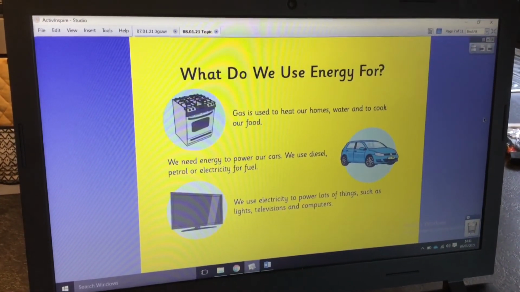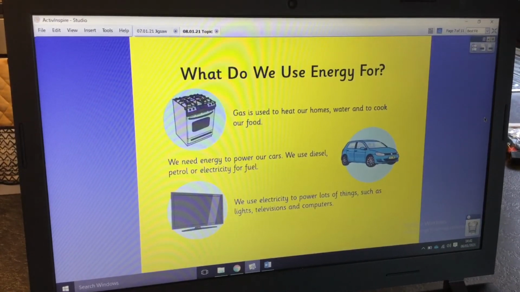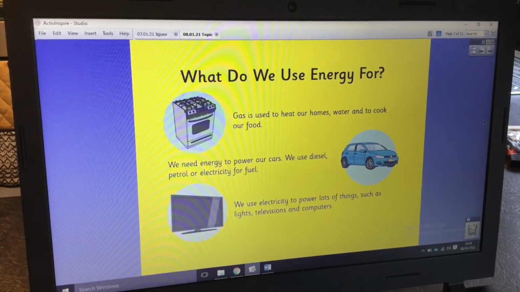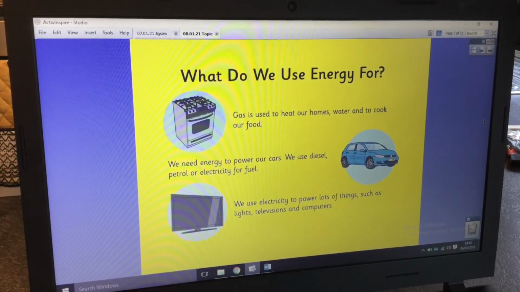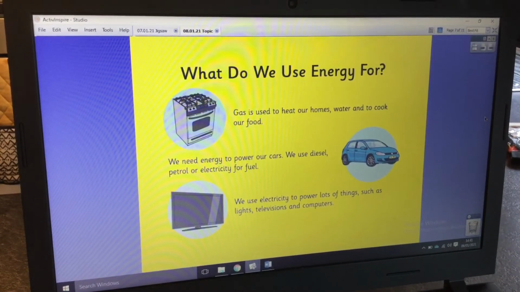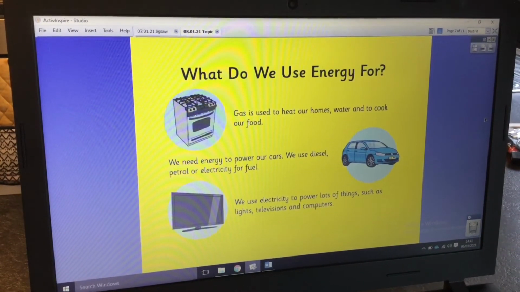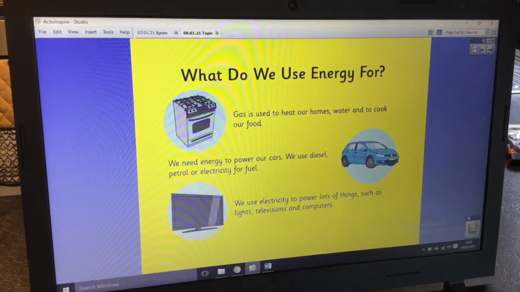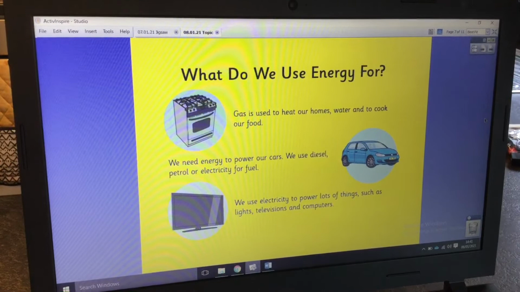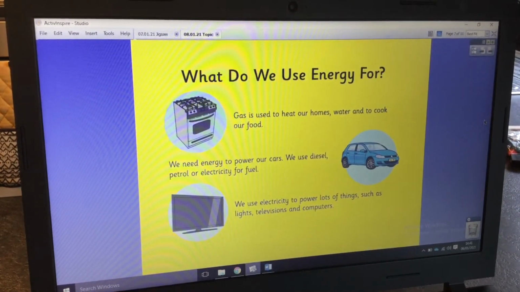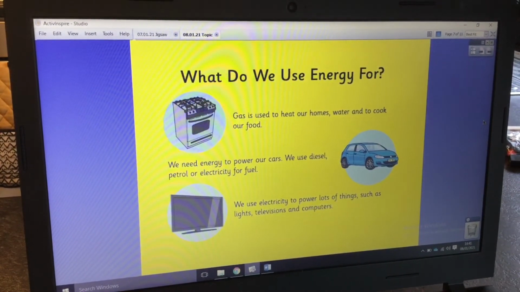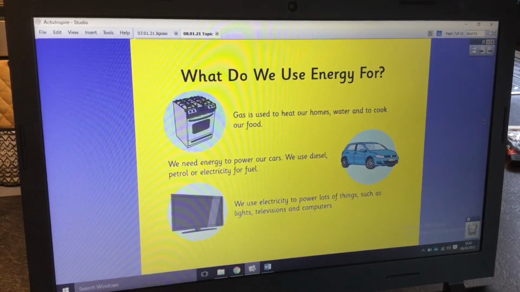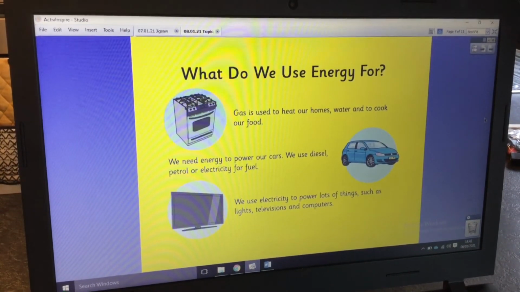So what do we use energy for? In our homes, we quite often have energy to heat our homes and make sure they're warm, and water so we can have a bath or a shower and wash up, and to cook our food. We need energy to power our cars. We need diesel, petrol or electricity to make our cars work. And we also use electricity to power lots of things in our homes, such as lights, televisions, computers, video consoles, lots of different things we use that need energy.